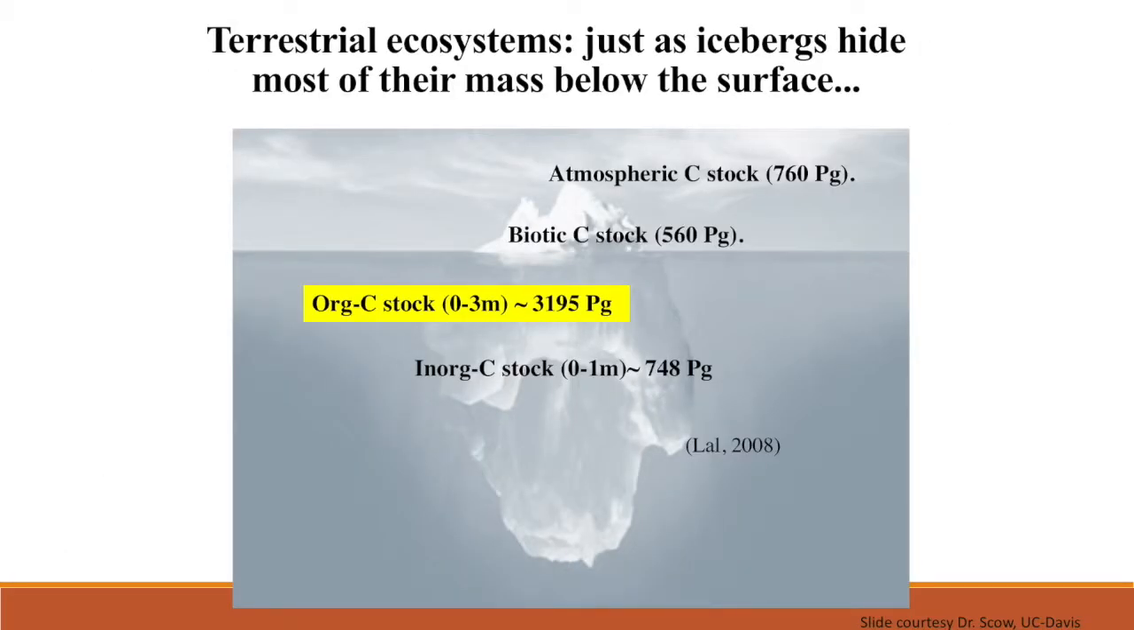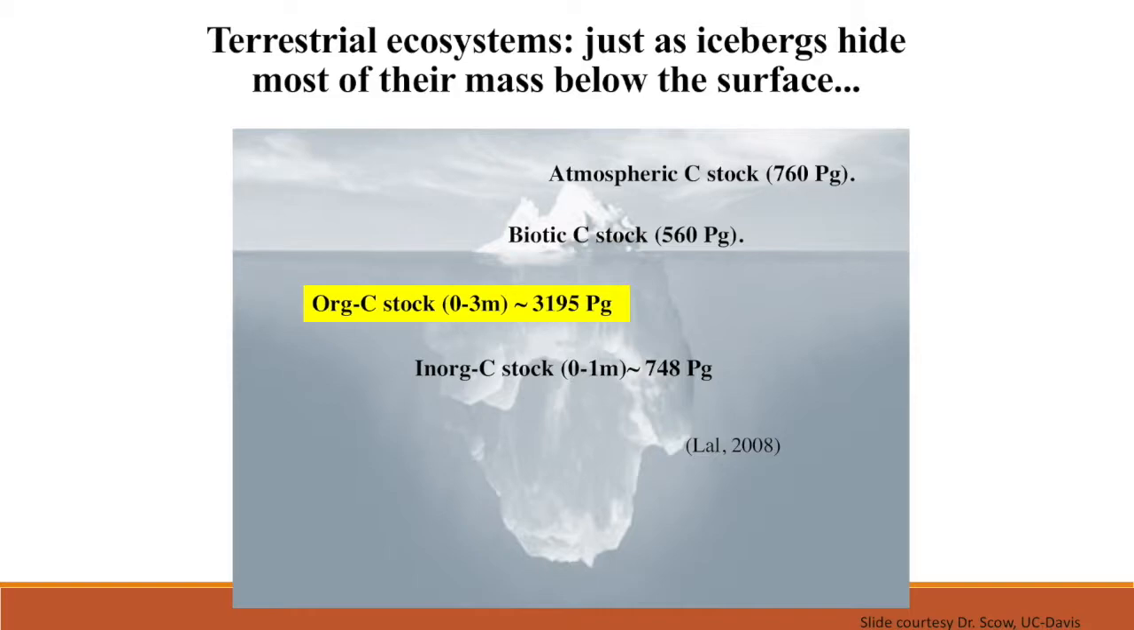Terrestrial ecosystems are just like an iceberg; they hide most of their mass below the surface, which you can see from the carbon stock distribution. The organic carbon stock in the soil's top 3 meters has almost 4 times the carbon stock in the atmosphere, adding organic carbon in the soil. It is about 5 to 6 times our biotic carbon stock above ground.